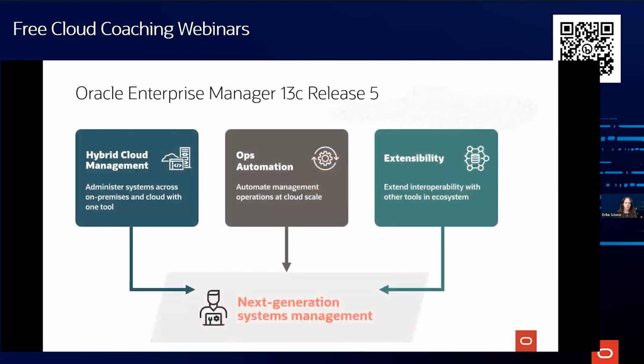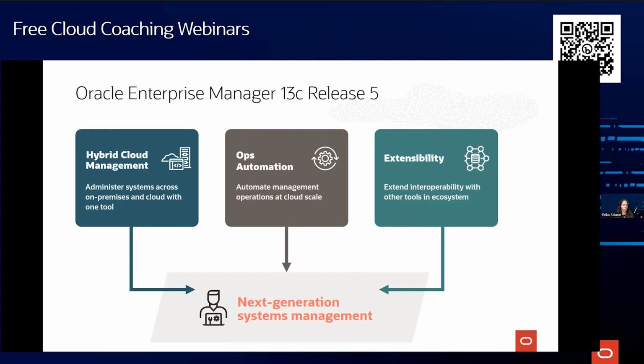But let's come back to Enterprise Manager. There is the new release, release 13.5, with a lot of news. All these news are organized in three main areas. That's hybrid cloud management, the ability to monitor hybrid environments like on-premises and OCI or Cloud at Customer. Then extensibility, the ability to, for example, send out alerts or metrics to third-party tools, and one of the biggest areas, operations automation.